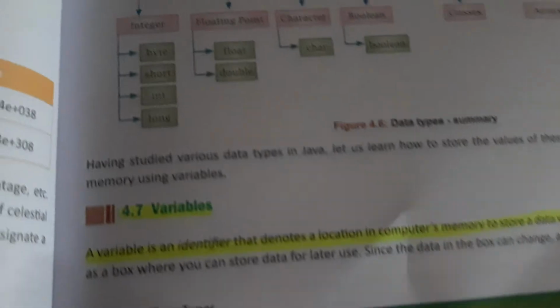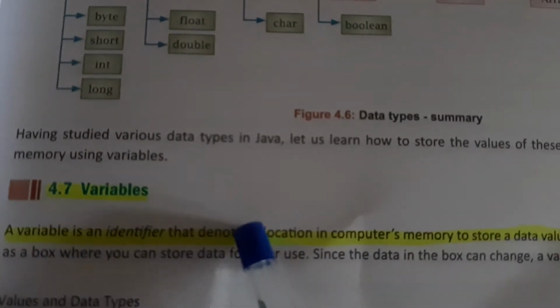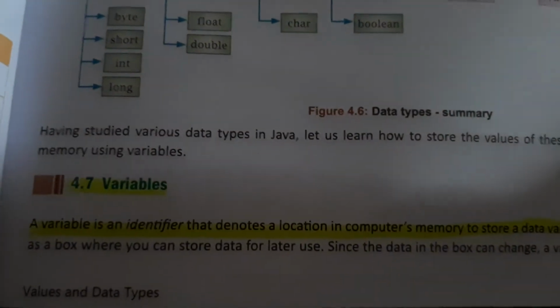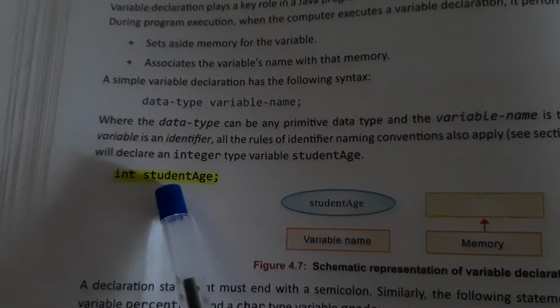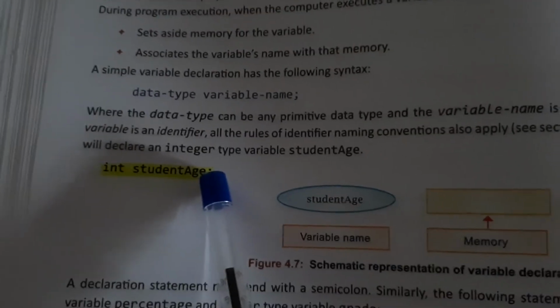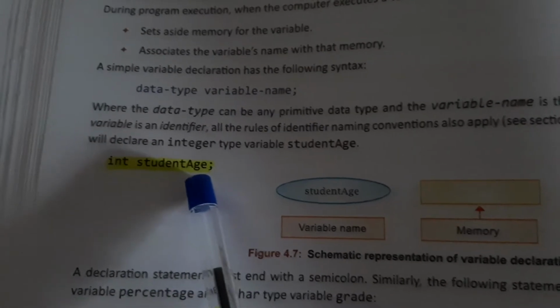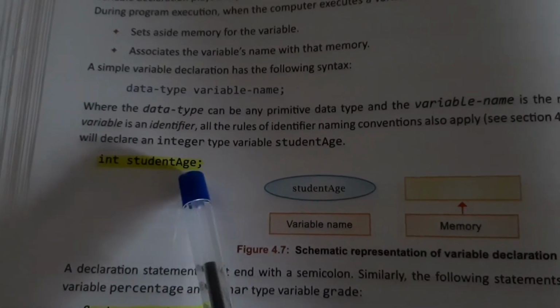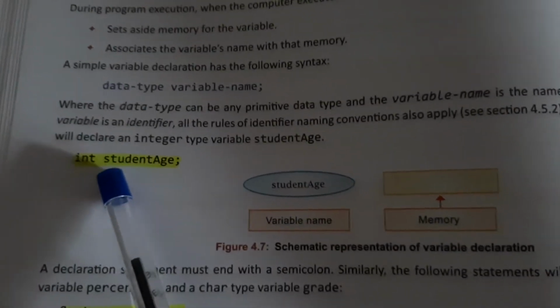Next is your variable. What do you mean by variable? Variables are identifiers that denote a location in the computer memory. A variable cannot be declared without the data type. Suppose I wanted to find the age of a student. I have to know that the age of the student is a number, and the number is without the decimal point. So if the value is without the decimal point, the data type has to be what? Int, that is integer.